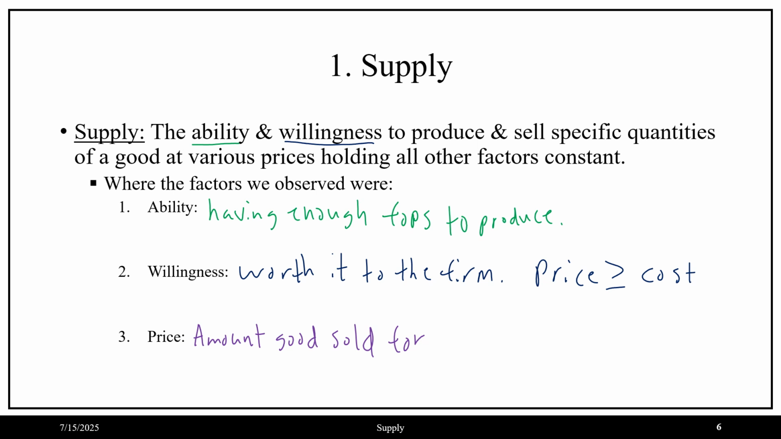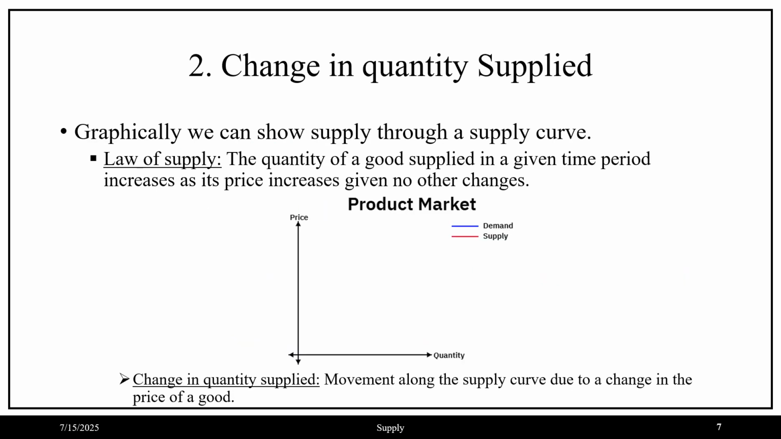We have a definition of supply in place. The next thing we want to do is to be able to put this in a graphical format. The way that we can do this is by generating a supply curve, and its behavior is going to be governed by the law of supply. The quantity of a good supplied in a given time period increases as its price increases given no other changes. So suppose that we have some business, and in terms of our graph, this is going to be like the demand curve.